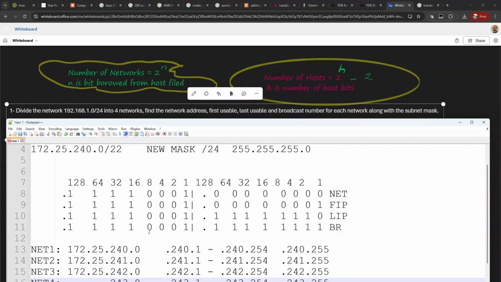So we answer our questions. We get 4 networks, as you can see. And in each network, how many hosts can we get? We have 8 bits in the host field. Using this formula here, we get 2 to the power of 8 minus 2, which is 254 IPs per network. As you can see here, the first one goes from 240.1 to 240.254, the next from 241.1 to 241.254. We get 254 hosts per network.